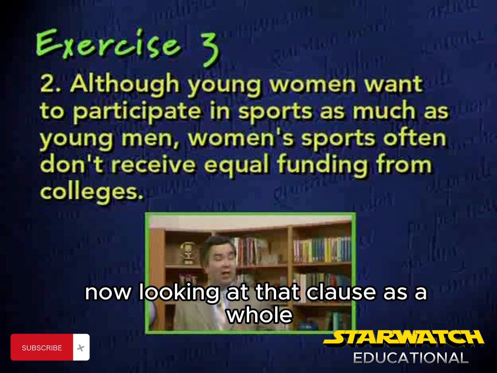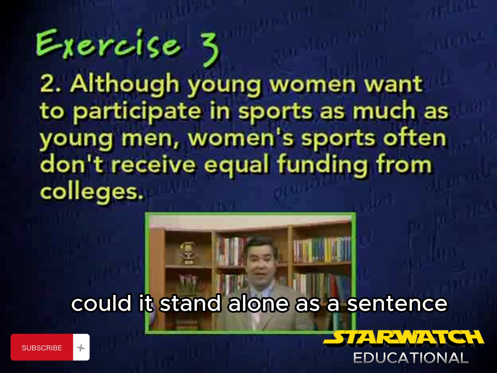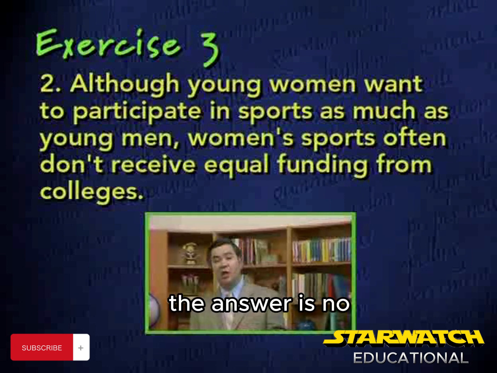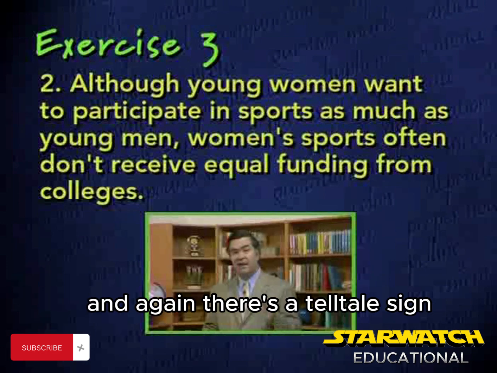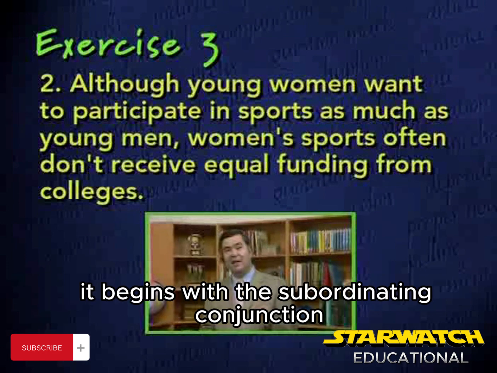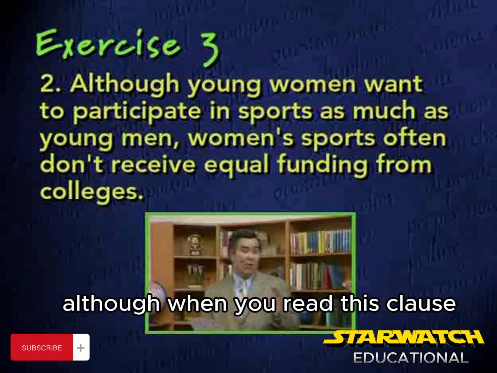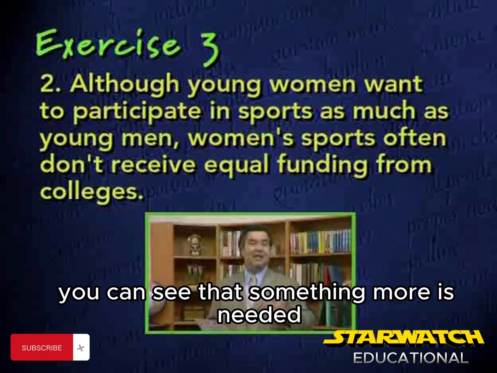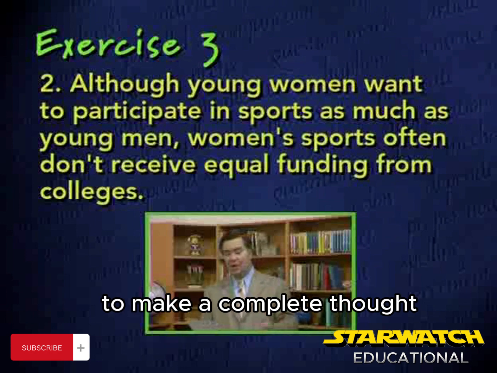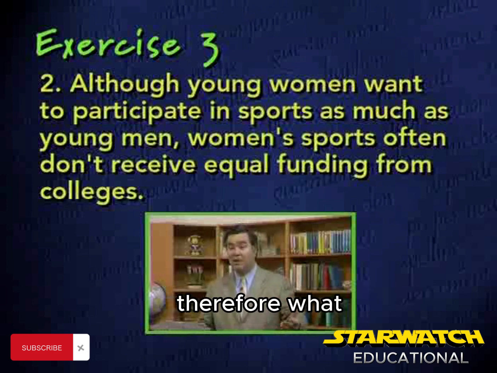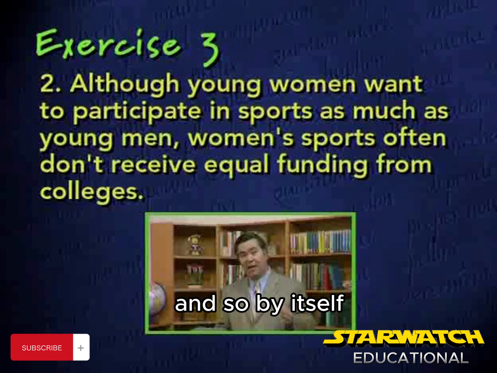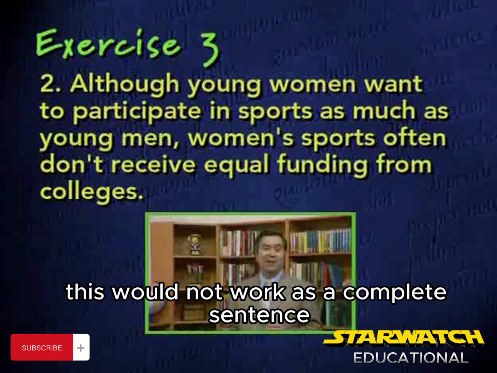Now, looking at that clause as a whole, could it stand alone as a sentence? The answer is no. It's a subordinate clause. It couldn't stand alone as a sentence. And again, there's a telltale sign. It begins with the subordinating conjunction, although. When you read this clause, you can see that something more is needed to make a complete thought. Although young women want to participate in sports as much as young men, therefore what? We don't know, and so by itself, this would not work as a complete sentence.